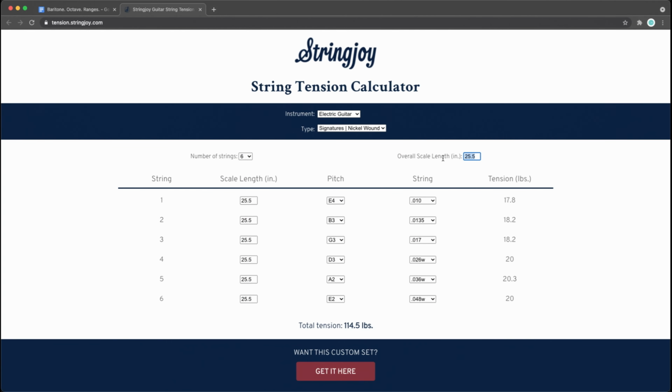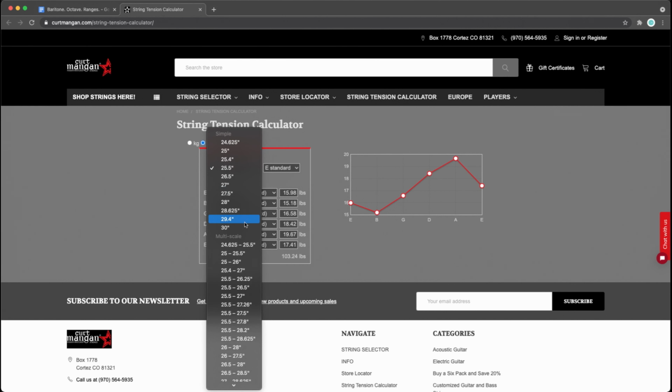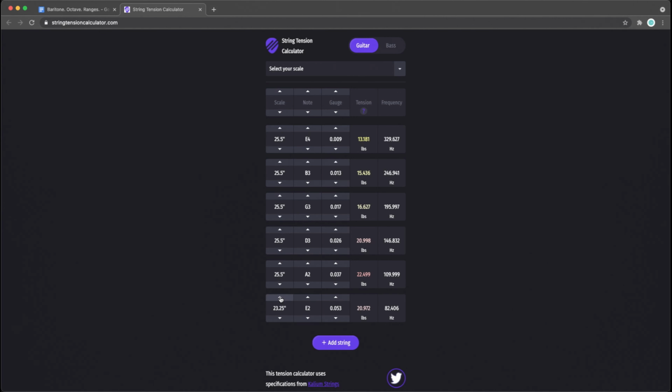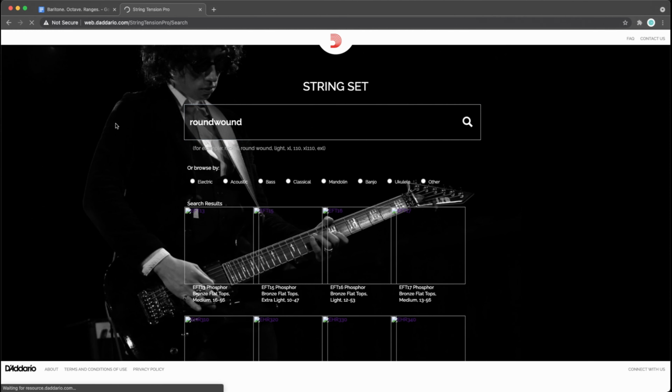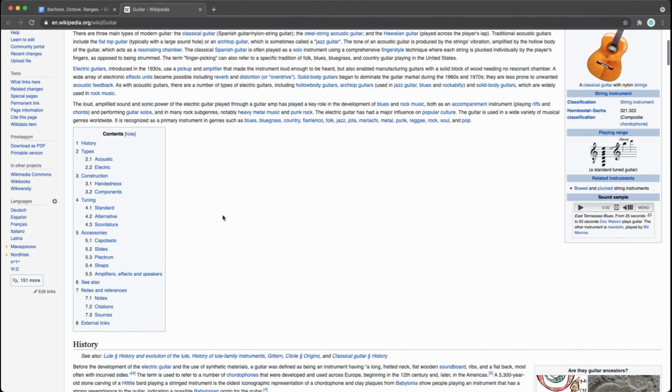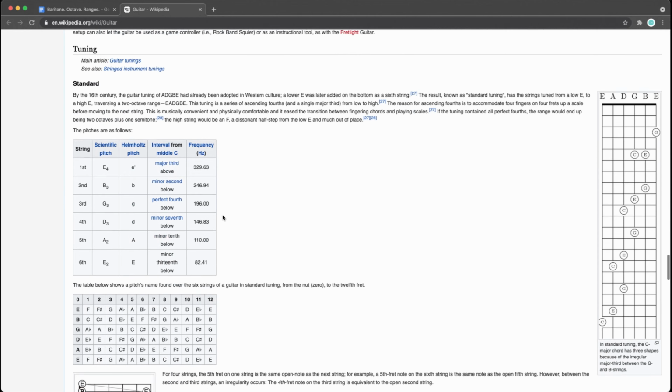If you'd like to examine that convention for yourself in the real world, a great place is string calculators. So string tension calculators, the Stringjoy tension calculator, the Kurt Mangan calculator, the Callium calculator, the D'Addario calculator. There's a whole bunch of them. I'll put links to all of them down below. The D'Addario one's kind of messed up right now, but the rest of them are really good. Even Wikipedia. If you go to Wikipedia and you go to the guitar page, I'll put the link to that down below as well.